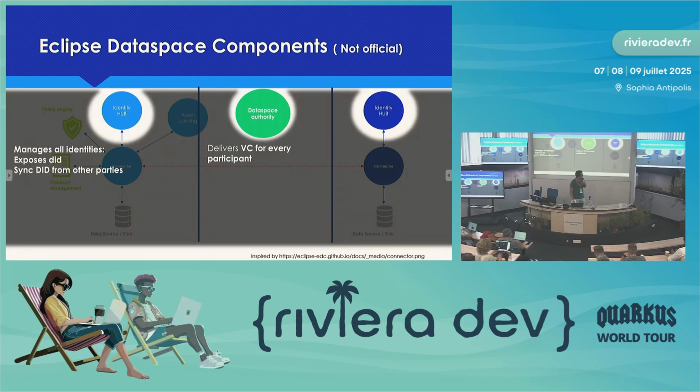Then you will have a component called Identity Hub that you will install. This one will be there to sync the DID between different companies. It will do all the authentication for you, so you don't think about this part. Retrieving public key from others, just put the component there, it will do it for you.